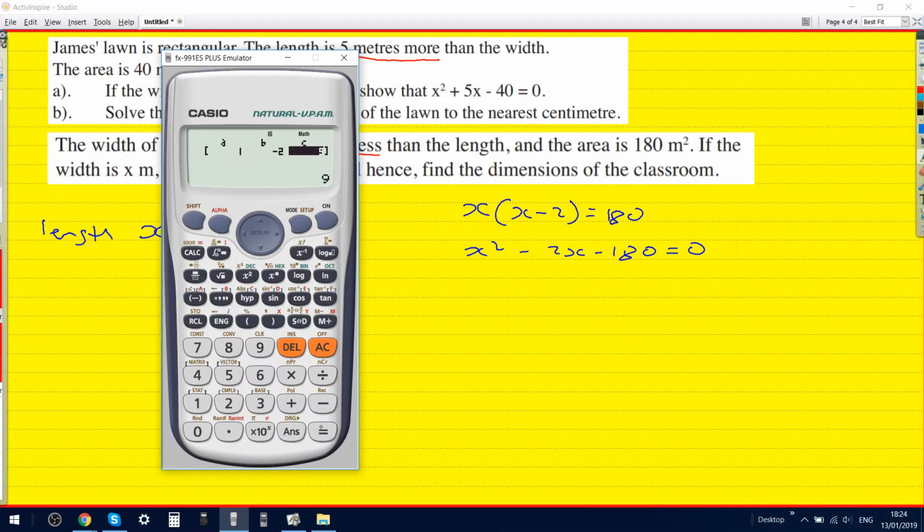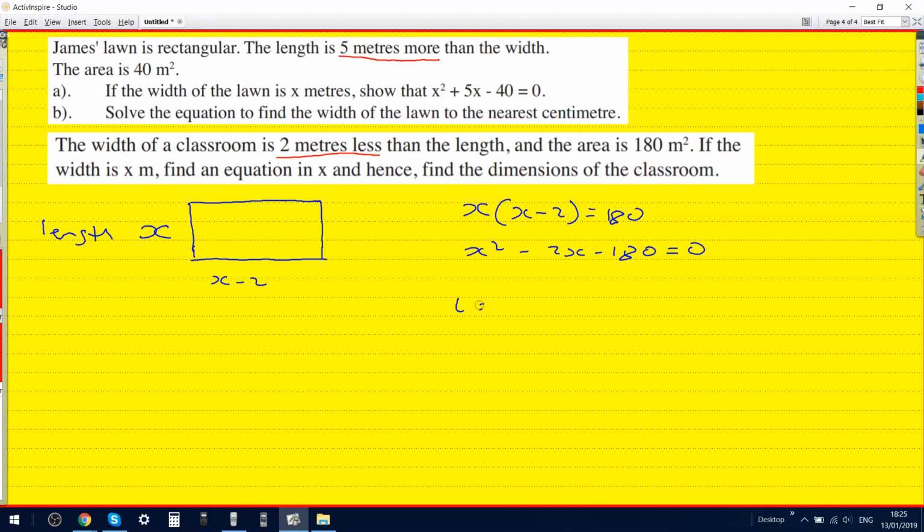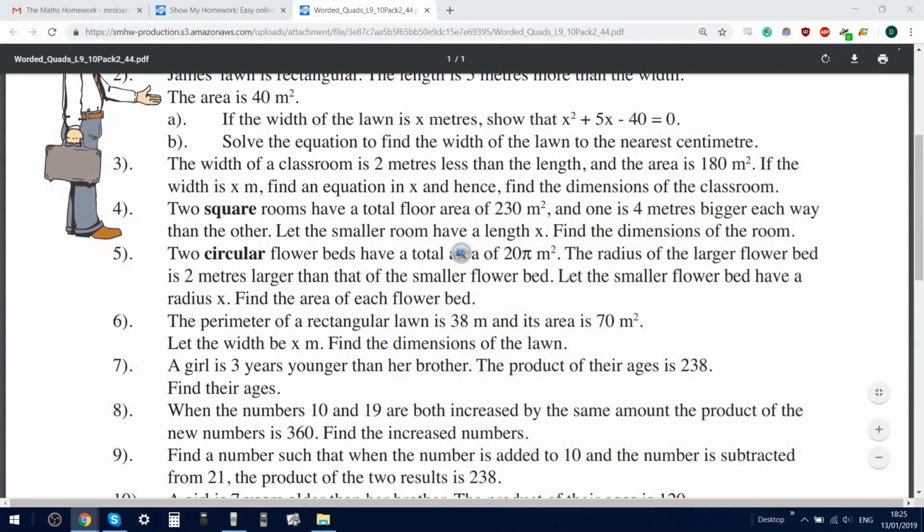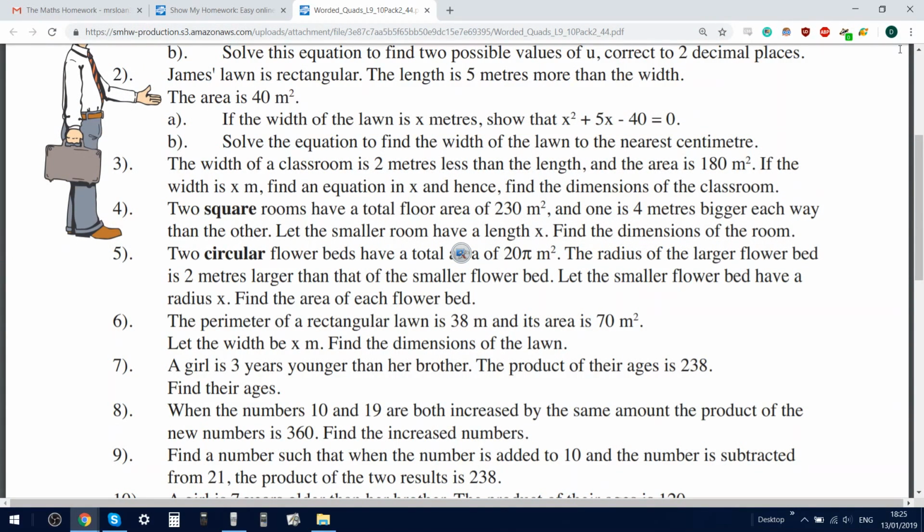So minus 180. And so what was your length? My length was 14.45. Yeah, that's fine. Alright, perfect. Okay. I won't write this one down. I'll just leave it for later.